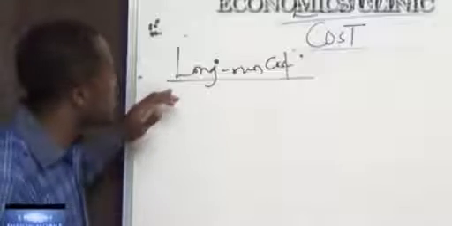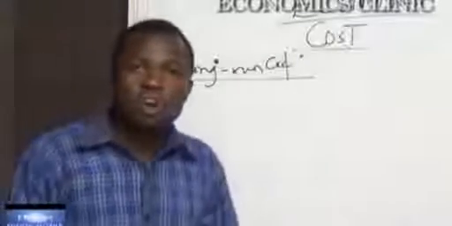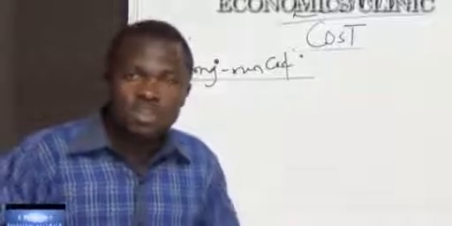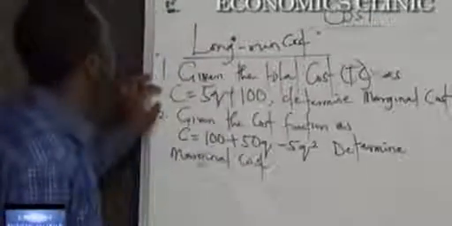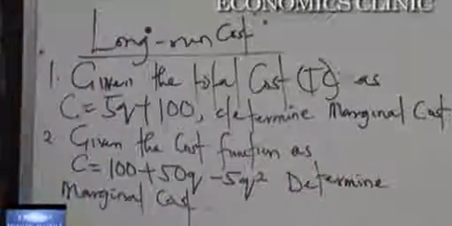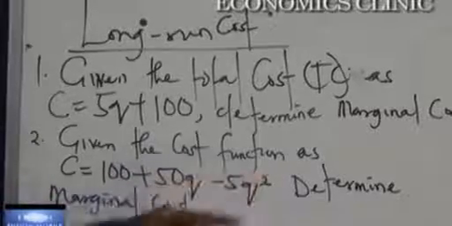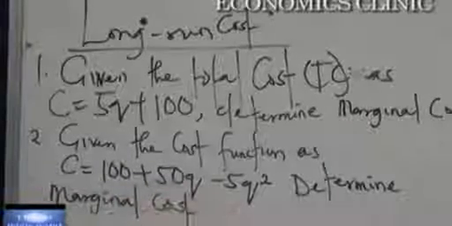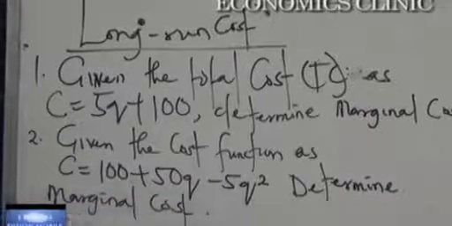So in solving questions on long run cost, we apply integration and differentiation. And we can do that by considering this kind of question. Given the total cost TC as cost equals to 5Q plus 100, determine marginal cost. And number 2 says given the cost function as cost equals to 100 plus 50Q minus 5Q square, determine marginal cost. Now to solve for the first one, which is cost equals to 5Q plus 100.